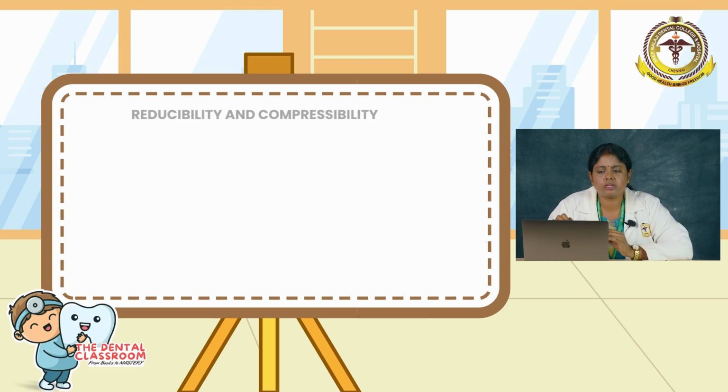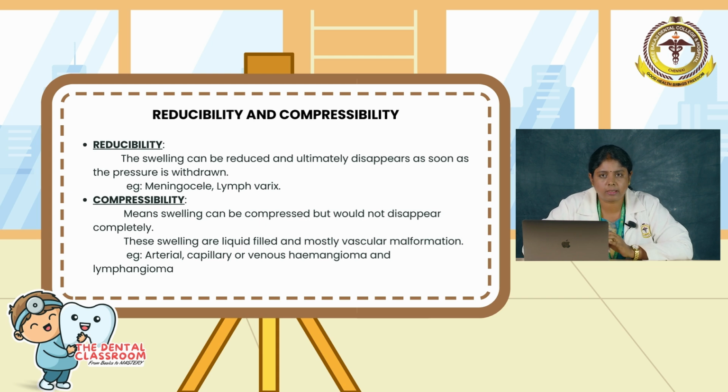The next is you have to check for reducibility and compressibility. Reducibility and compressibility both almost sound similar, right? But there is a lot of difference. Reducibility is when I apply pressure over the swelling, it completely subsides, but it doesn't regain its original position. It needs a slight push from the other end for it to regain its original size.